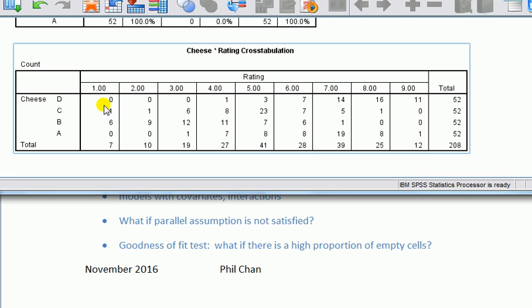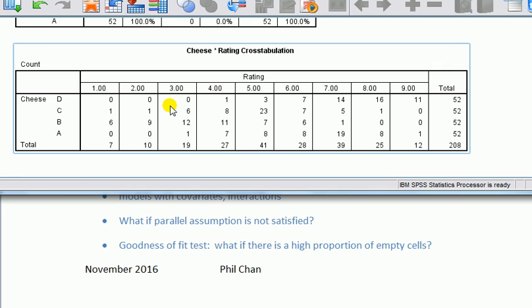19 rated it as 7. We see there are some ratings which have zeros in them, so no participant actually registered that. 1, 2, 3, for example, on cheese D. That's to bear in mind later when we're looking at the output.